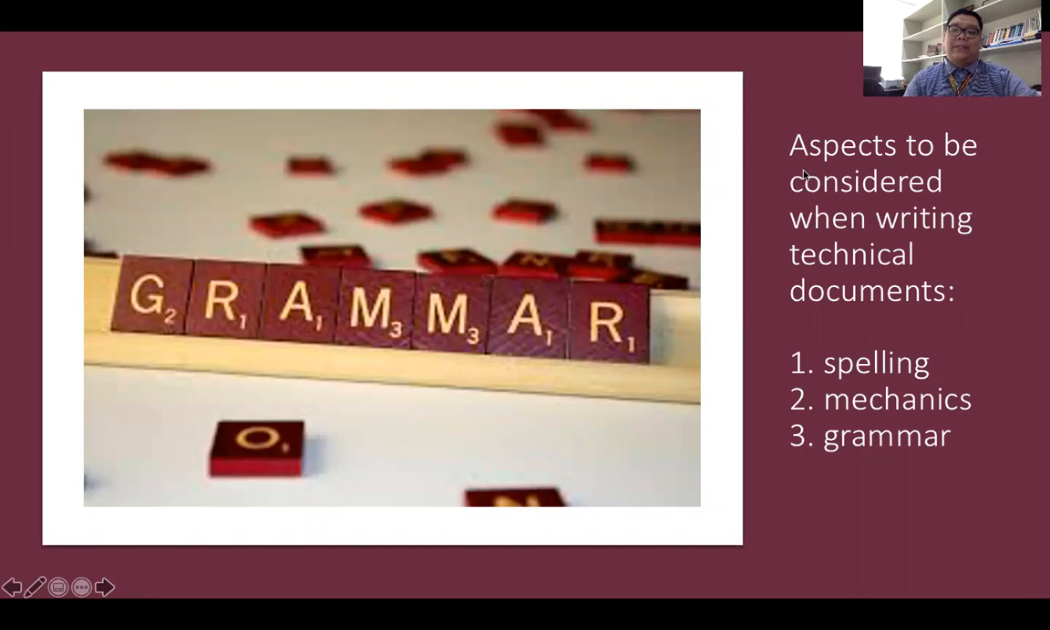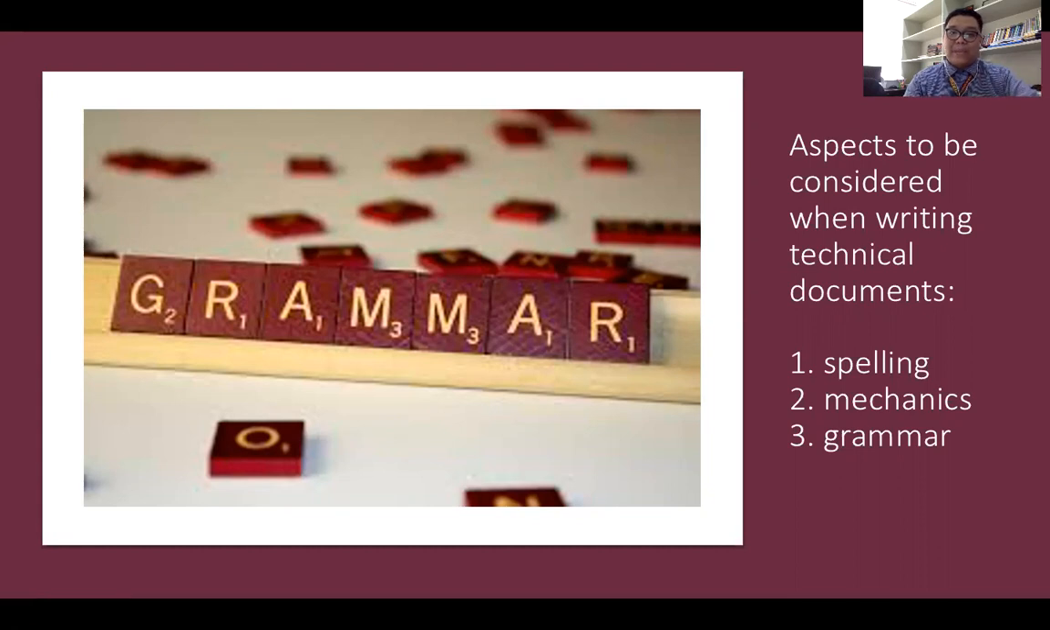Aspects to be considered when writing technical documents are spelling, mechanics, and grammar. Now, we cannot deny the fact that these three integral elements are very important in written communication, specifically when we are writing technical documents. We know that technical documents by nature are formal types of documents. And so we need to make sure that our language is accurate and appropriate. So it is very important to take into consideration these three major aspects: spelling, mechanics, and grammar.